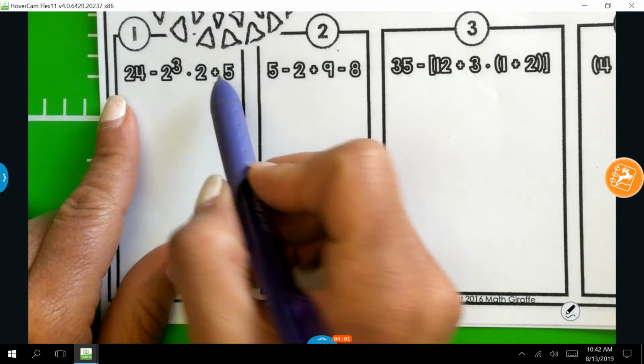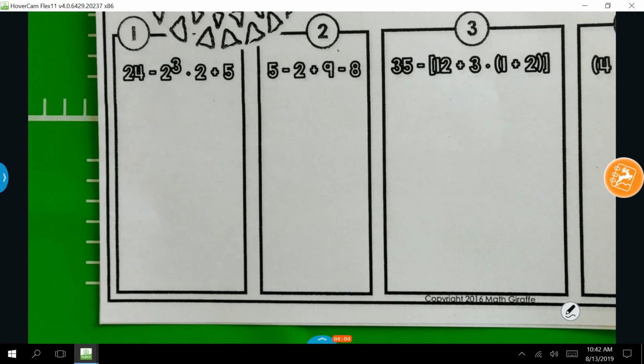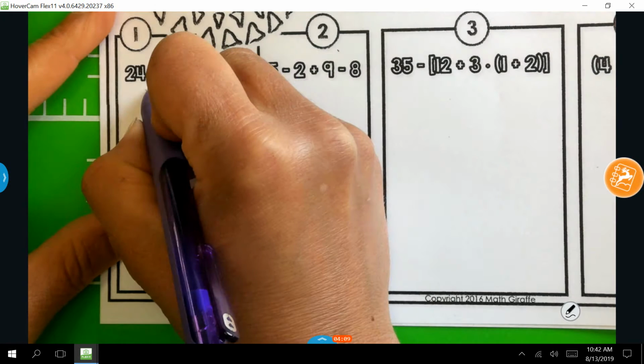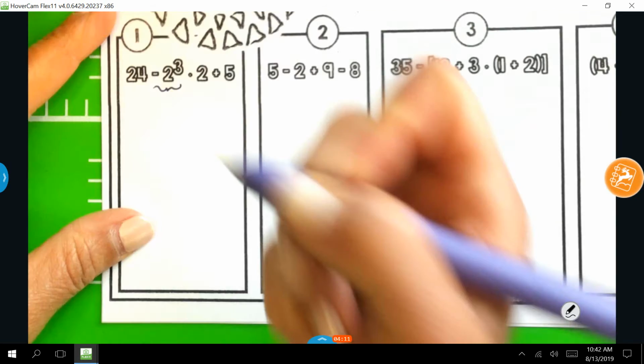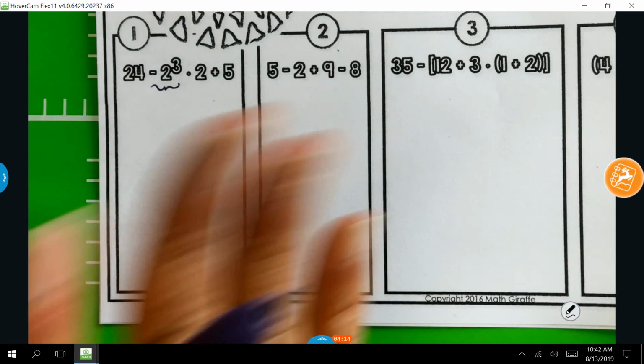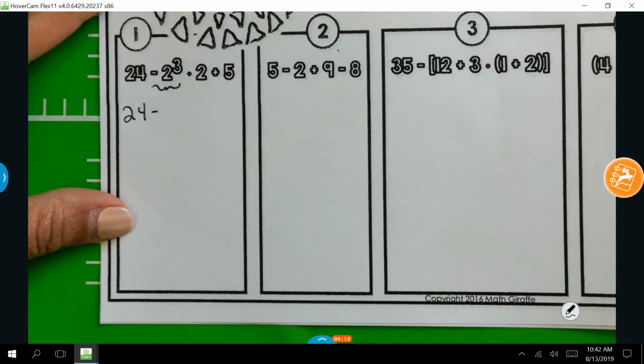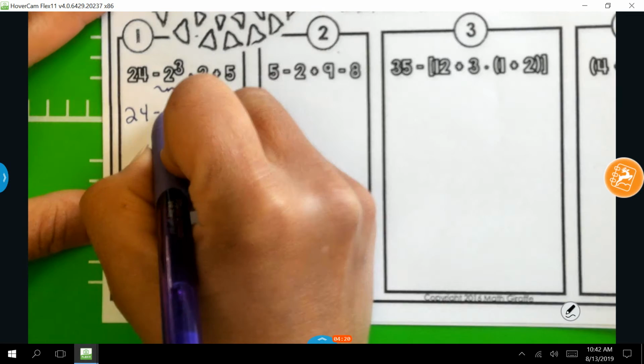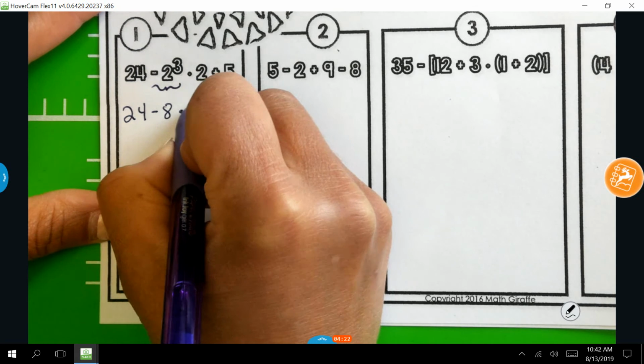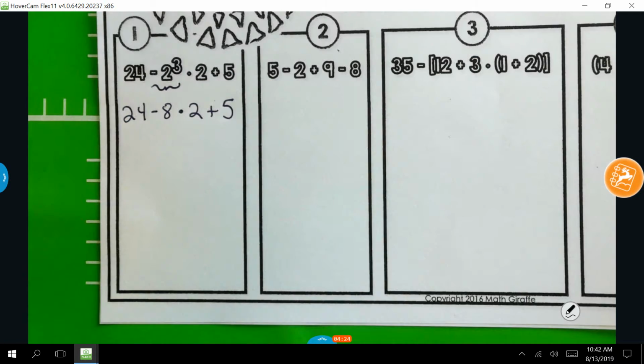So, in problem number 1, do we have exponents? I'm sorry, do we have any grouping symbols? No. Do we have exponents? Yes. So I'm going to put a little squiggly line so you can follow my work, see what I'm doing next. You do not have to do that in yours. So we'll recopy everything else and just take care of the exponents. So 2 to the 3rd power is 8. And then I'll rewrite the rest of the problem.